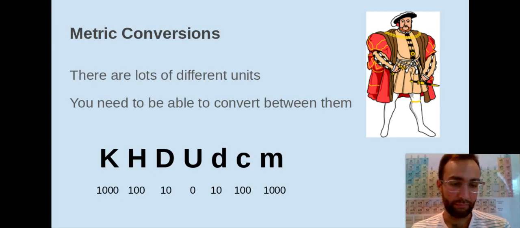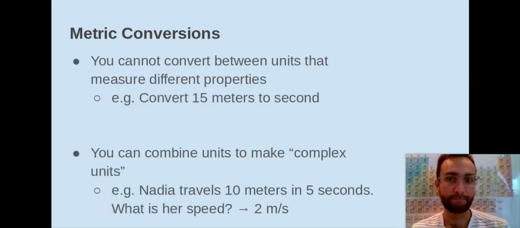So an acronym that we can try to remember this by is King Henry's Drunken Uncle Drink Chocolate Milk. That's the one I was taught, and that's the one I use, and it sticks in my head even today. So let's go ahead and take a look at our different ways to convert.